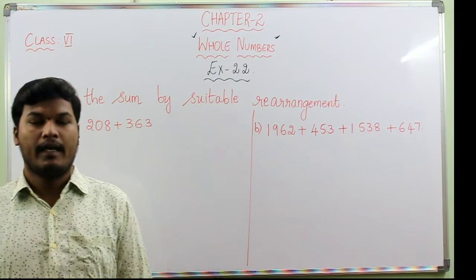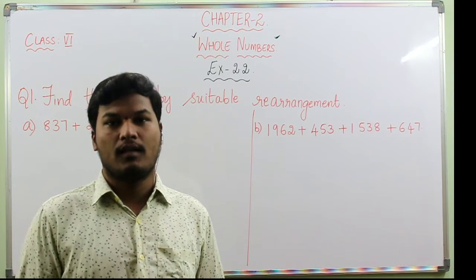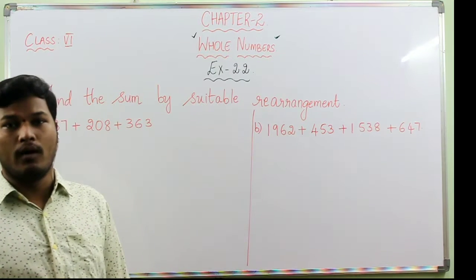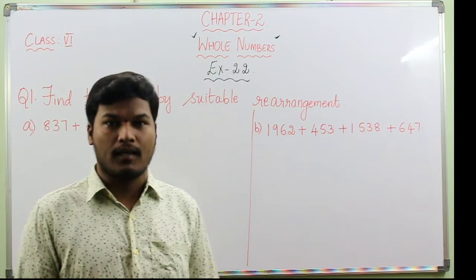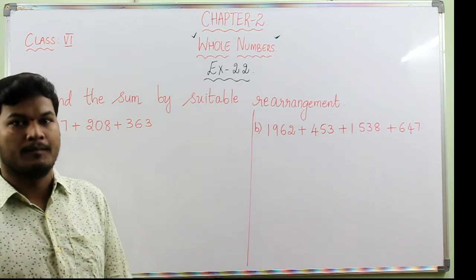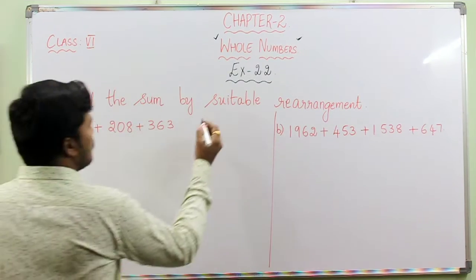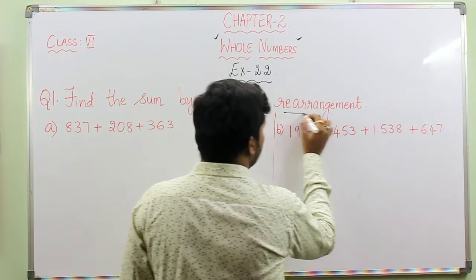Hello students, in the last video we discussed exercise 2.1 problems of 6th class, that is whole numbers. Now let us see exercise 2.2 problems. Okay, the first sum is: find the sum by suitable rearrangement.